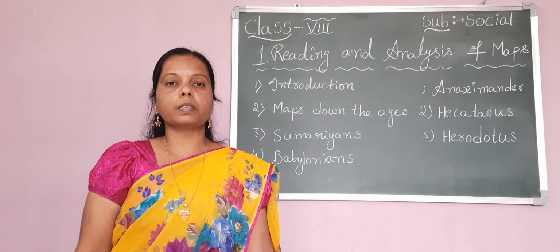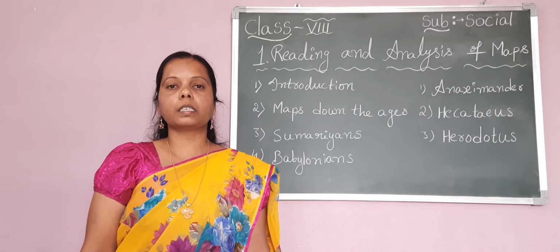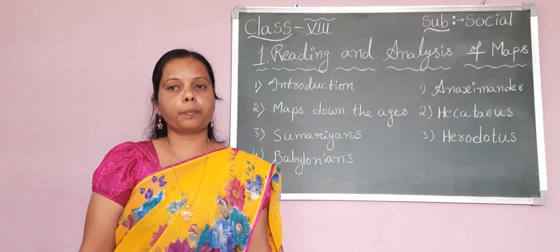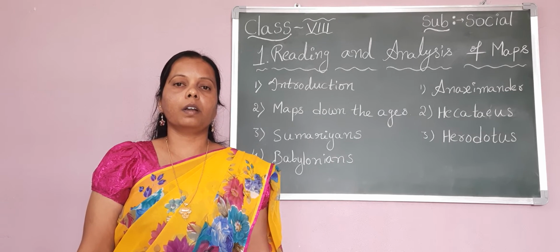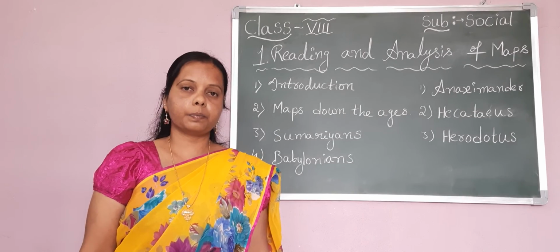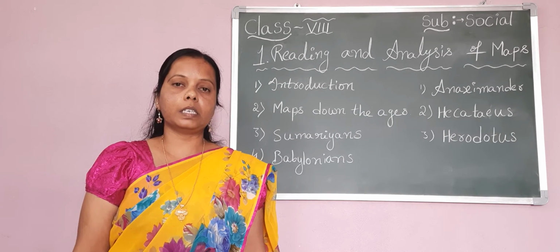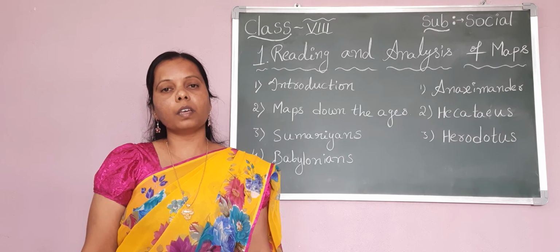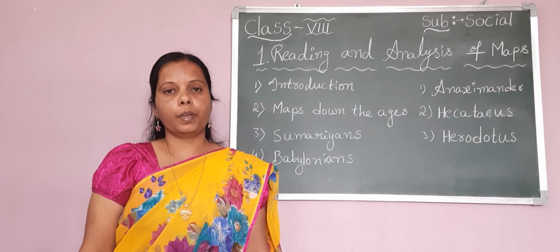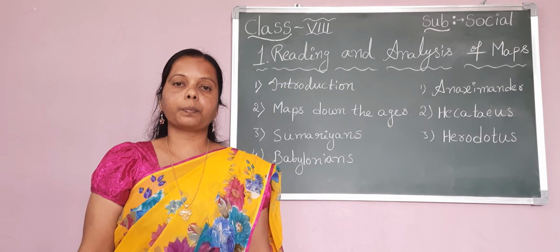They placed Greece in the center, or the middle, of the map. And they divided the entire world into three continents. The first is Europe, the second is Asia, and the third is Libya. Actually, Libya is one of the countries in Africa. These three continents were separated by the Mediterranean Sea.